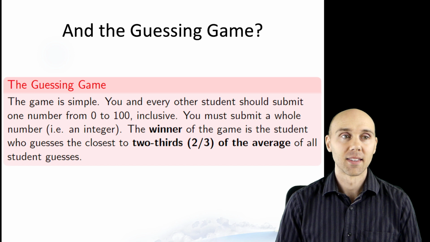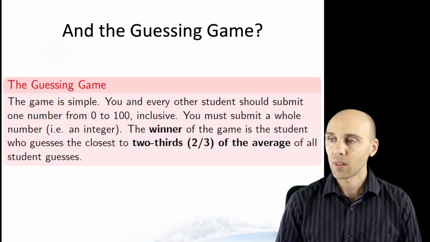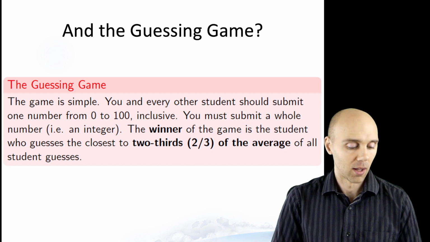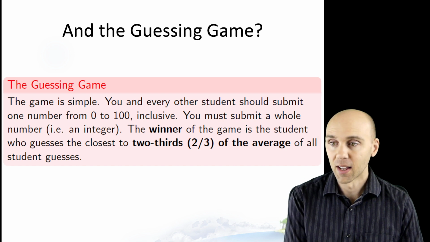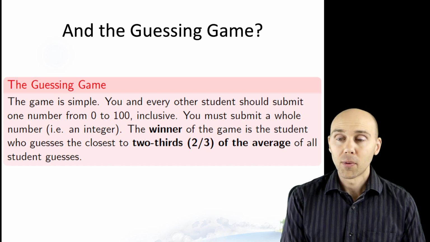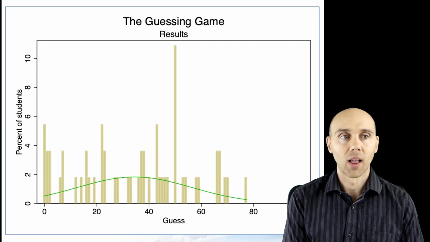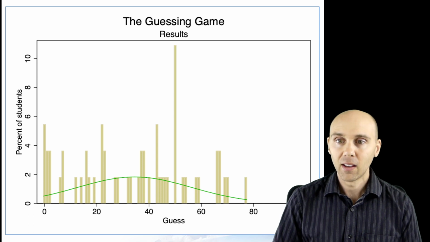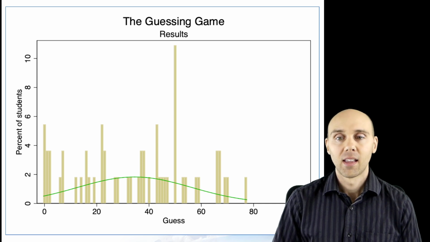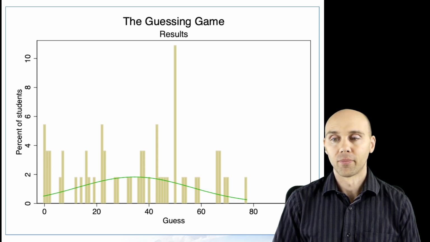Well, actually, the only one that matters for what we're interested in here. So what happened? What were the guesses that were put forward? Well, this is what the class distribution looked like. Here, the height of the bars represents the percentage of students who chose this number. And along the bottom there, we've got the guess that was put forward.